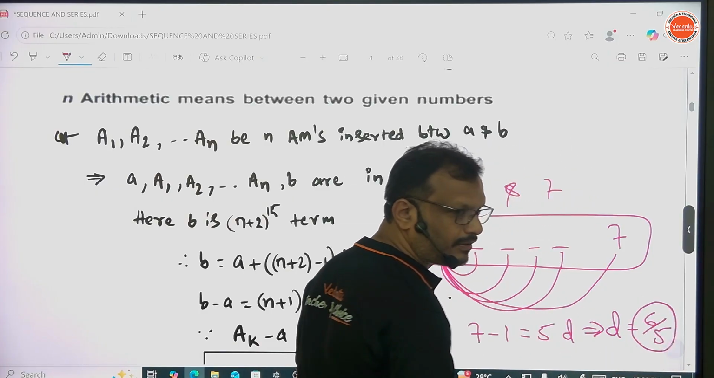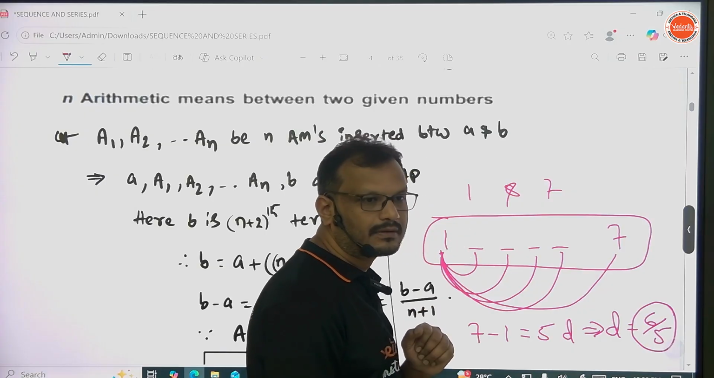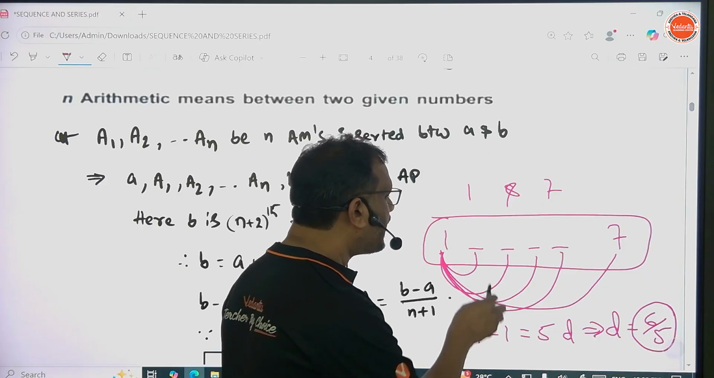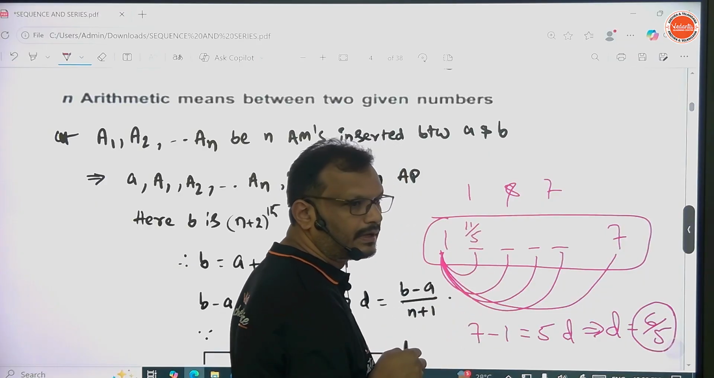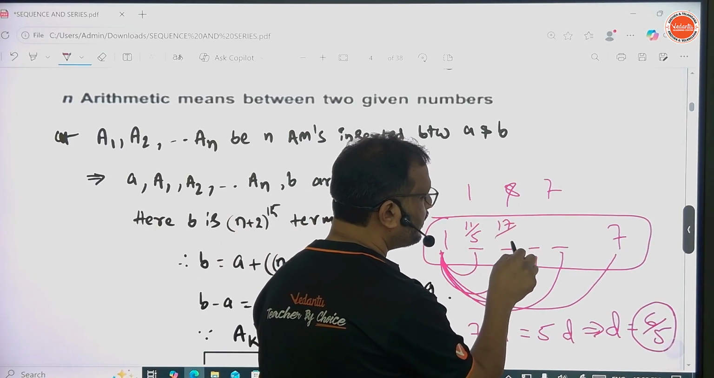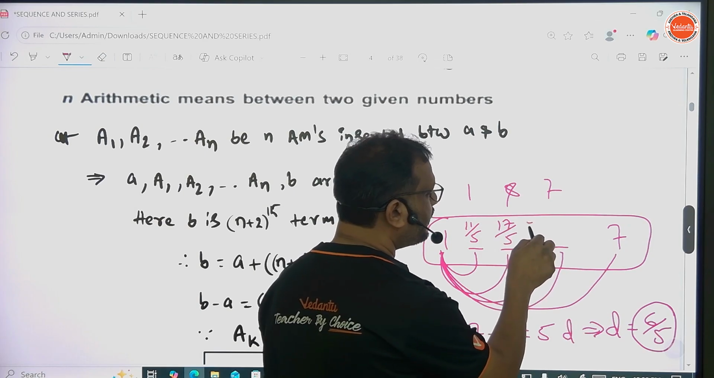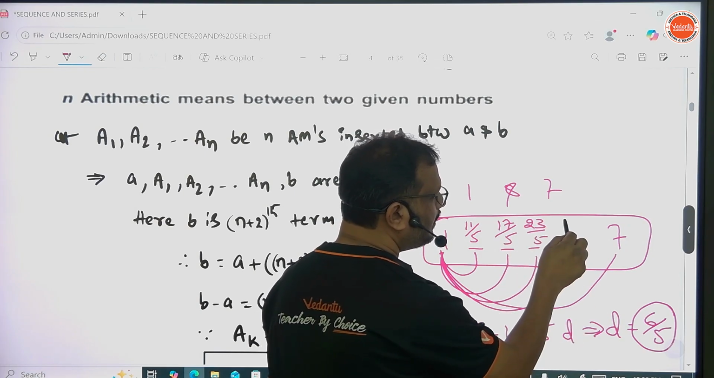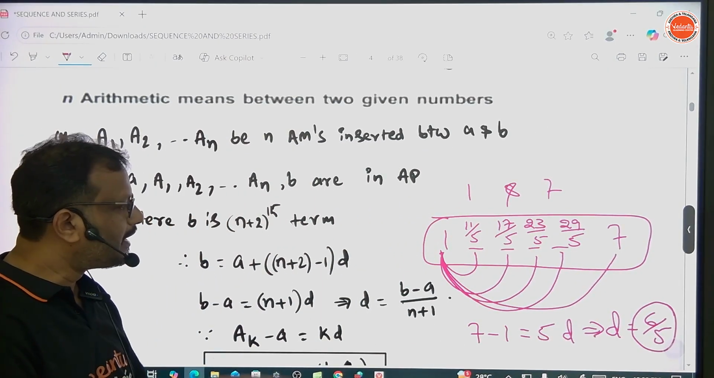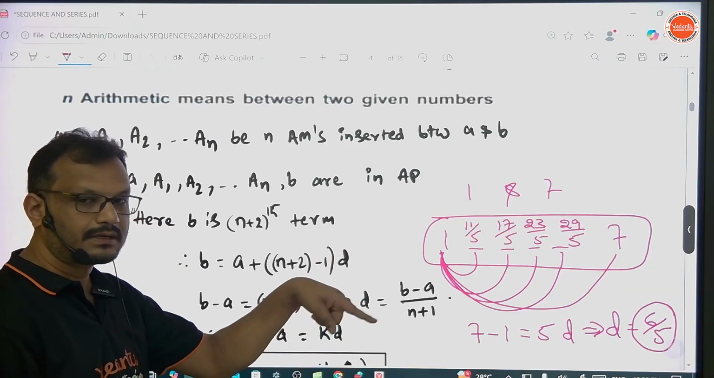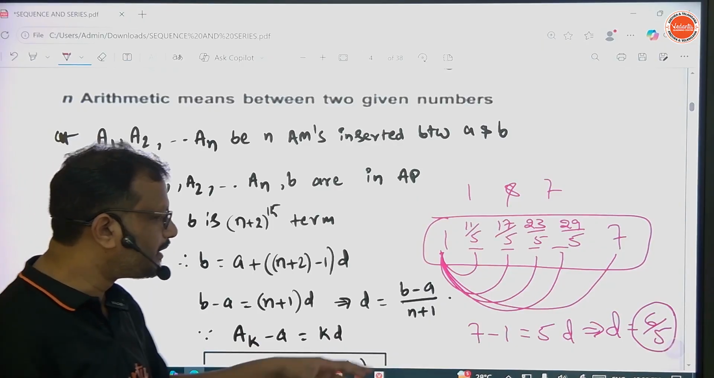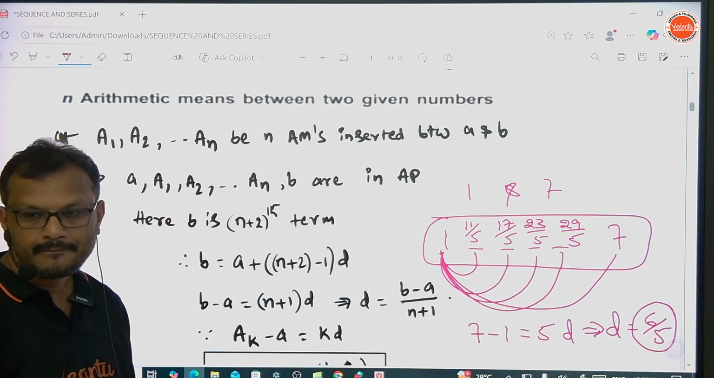Now what can be the numbers now? Just add 6 by 5 to this. Look at the next number. Tell me what is that number now? 1 plus 6 by 5. It will be 11 by 5. 11 by 5 plus 6 by 5, 17 by 5. The next number will come. Next, 23 by 5. Next, 29 by 5. So these are the numbers you have to insert. So now we are inserting only 4 numbers between 1 and 7, so that the whole sequence must be in AP. Yes, it is in AP only. What is the common difference between them? 6 by 5.